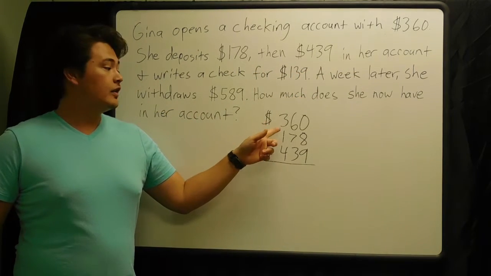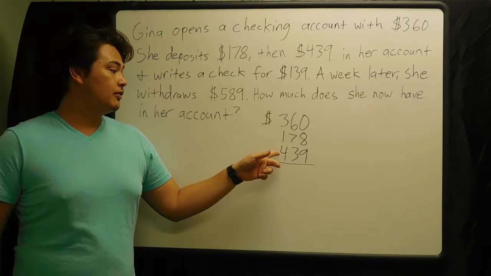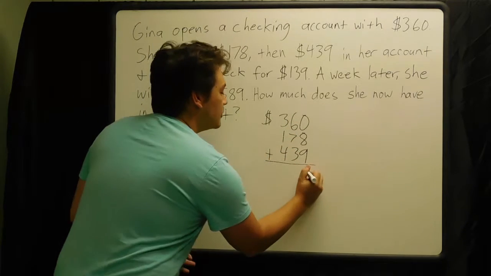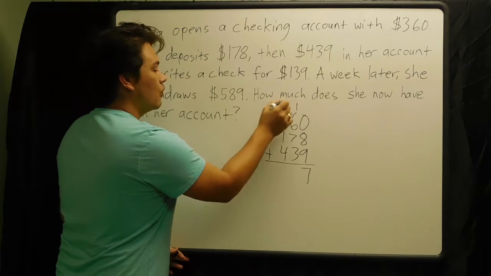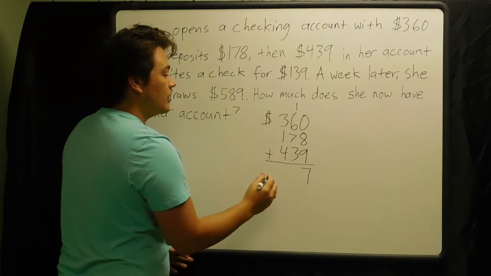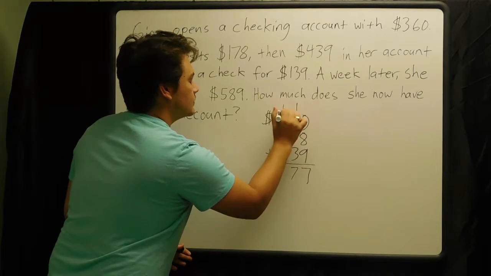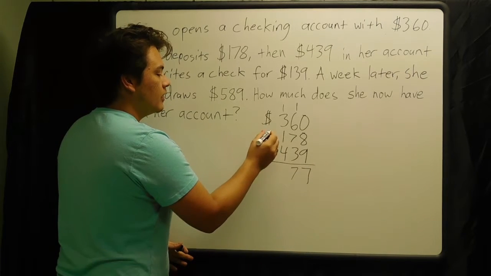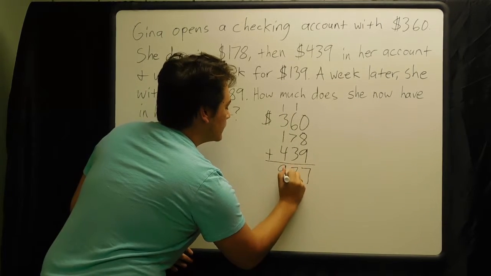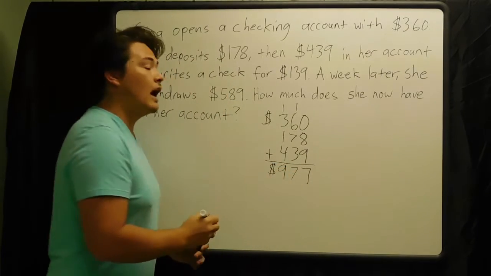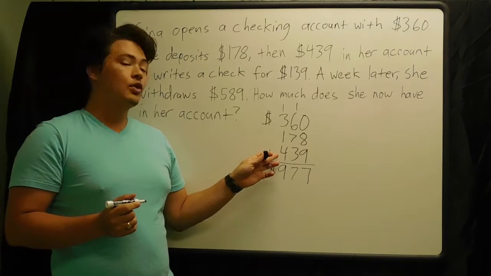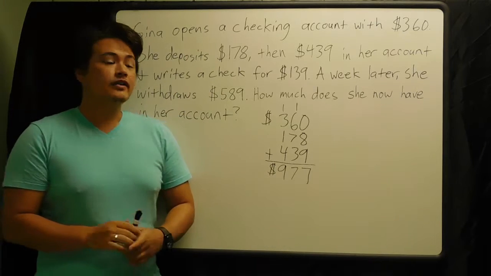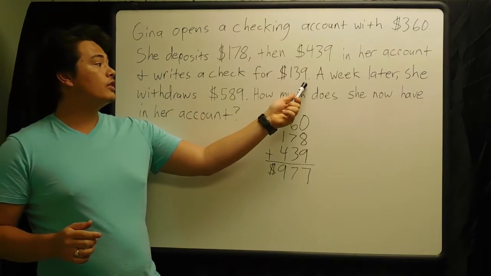So 360 plus 178 plus 439 is going to give me 0 plus 8 plus 9 is going to give me 17. Carry the 1. 1 plus 6 plus 7 plus 3 is going to give me 17. Carry the 1. 1 plus 3 plus 1 plus 4 is going to give me 9. So after she deposits 178 and 439, she has a total of $977.